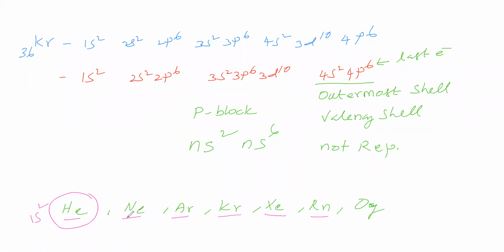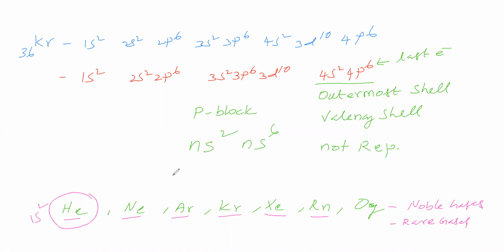Therefore these elements are called noble gases. These elements are also called rare gases, because they are available in atmospheric air in the least percentage.